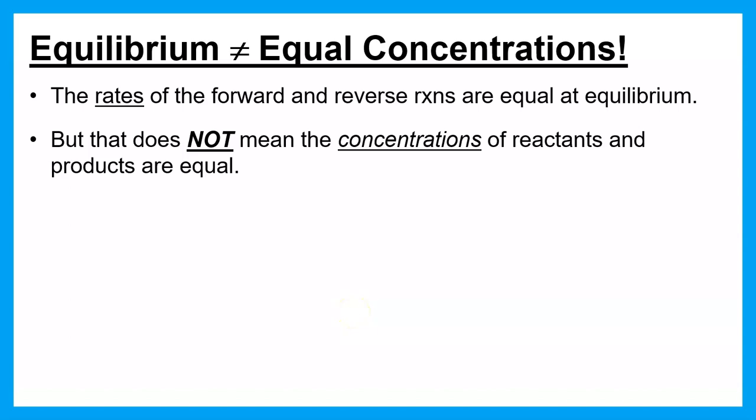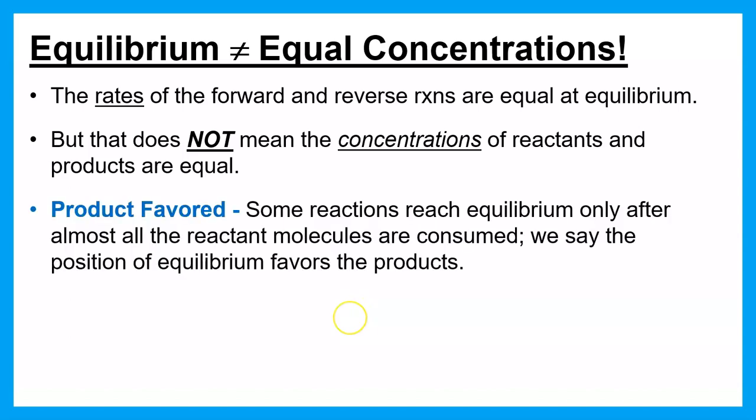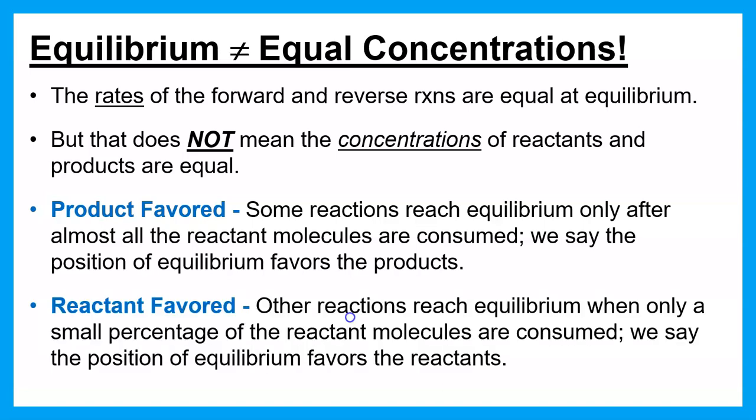We will sometimes use the phrase product favored, which tells people that when you've reached equilibrium, you're going to have a lot of products and not very many reactants. So the reaction is favored towards the product side. Or you could have something that is reactant favored, meaning when you're finished, you're going to have a lot of reactant left over. It was not favorable to make very many products.